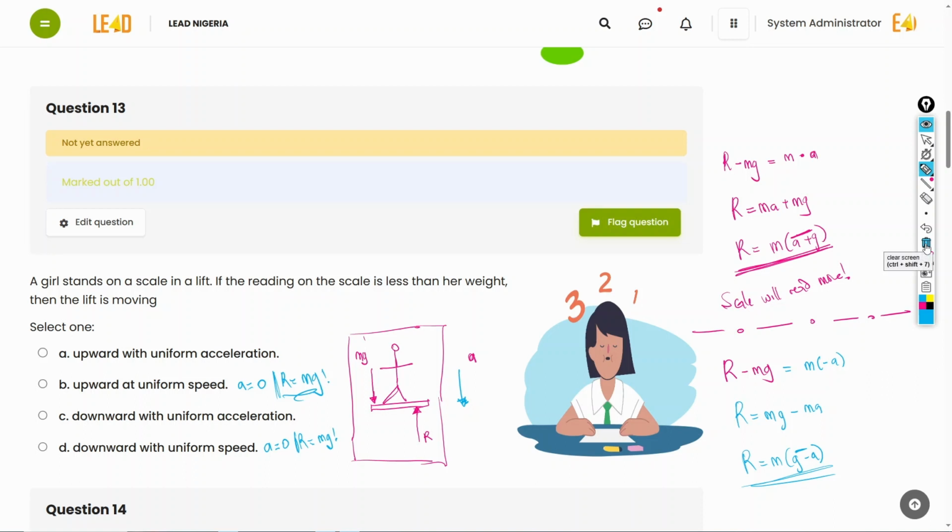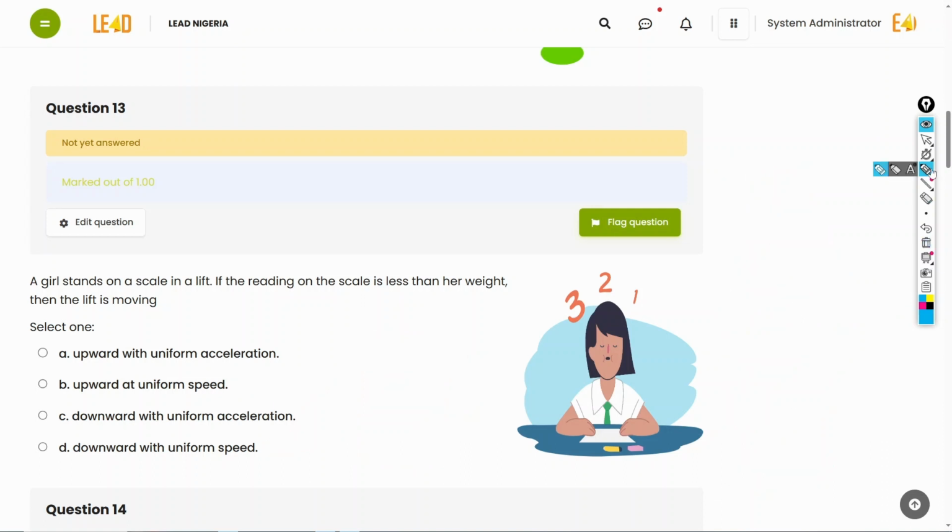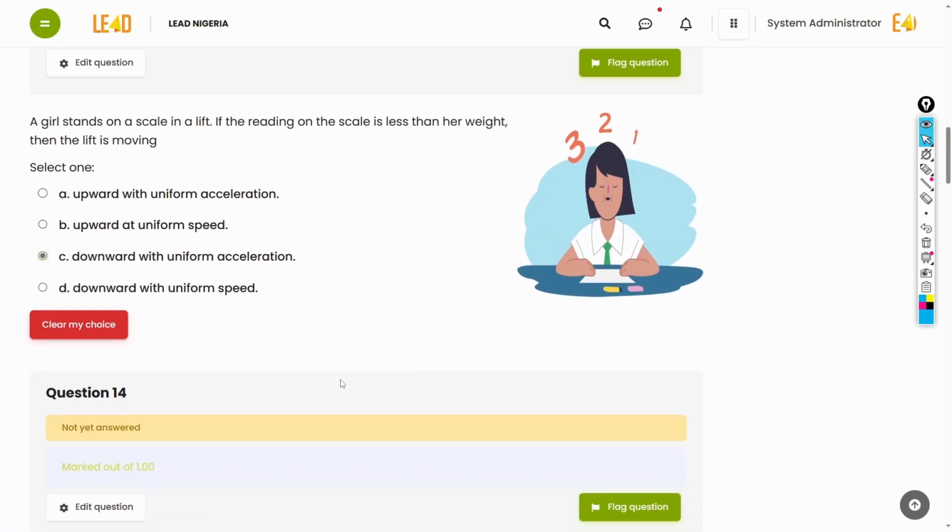So the correct answer to this, since the scale is reading less than our weight, we have to say that the object is accelerating downwards.